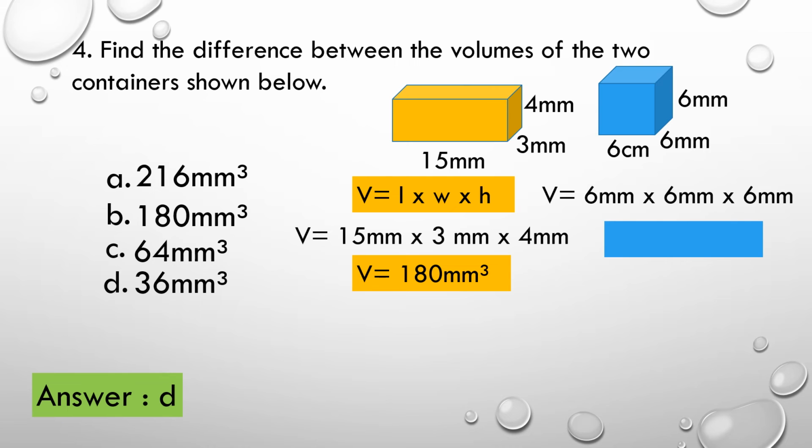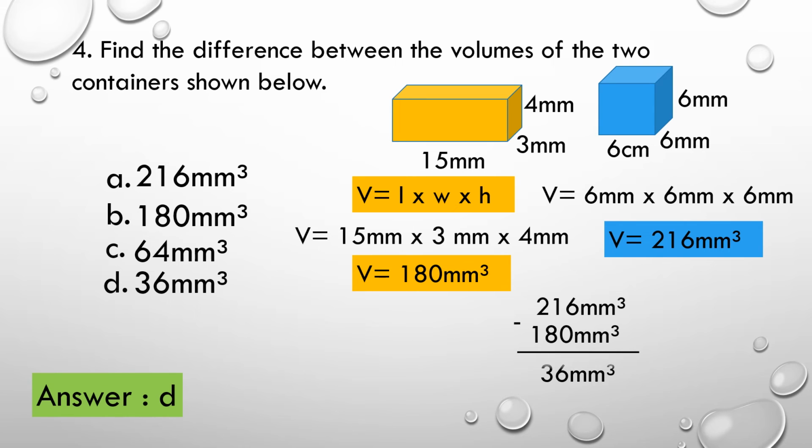And for the cube, we have 6 times 6 times 6, and that is 216 cubic millimeters. Okay, so what I'm going to do next is simply subtract 216 minus 180. And the difference is 36 cubic millimeters. And that is letter D.